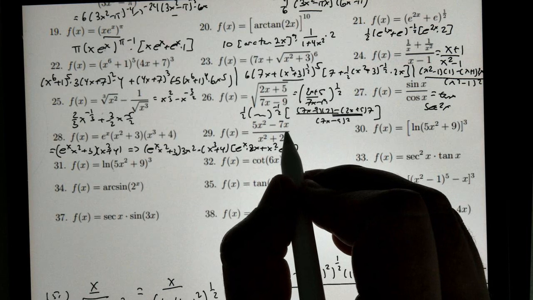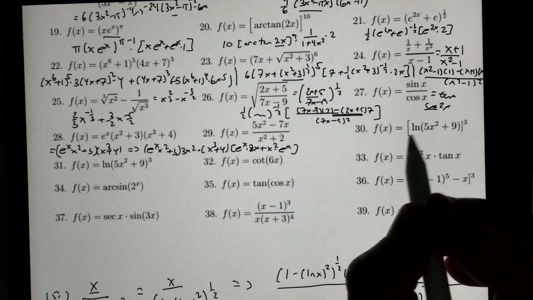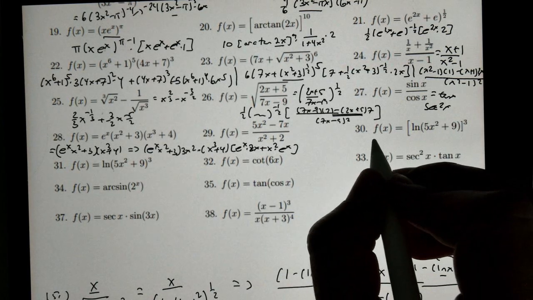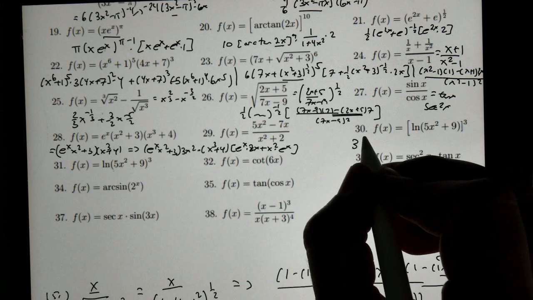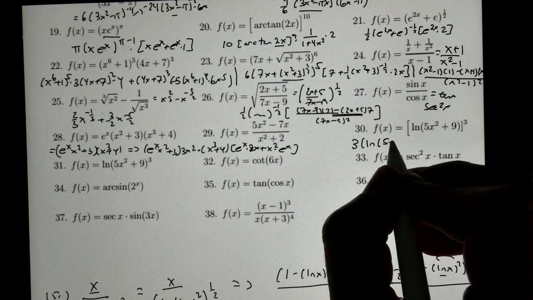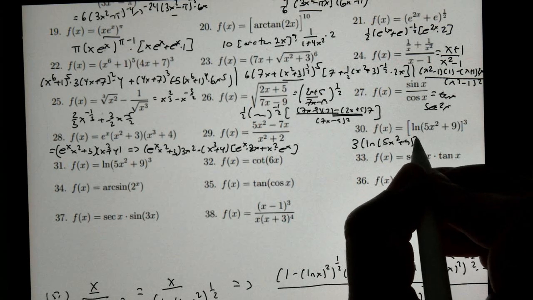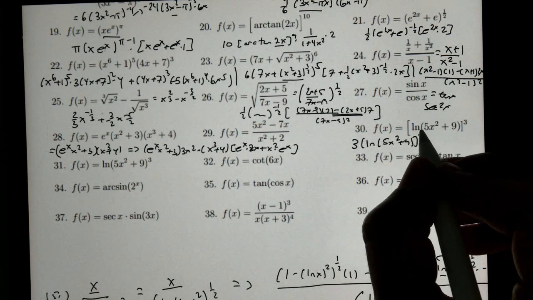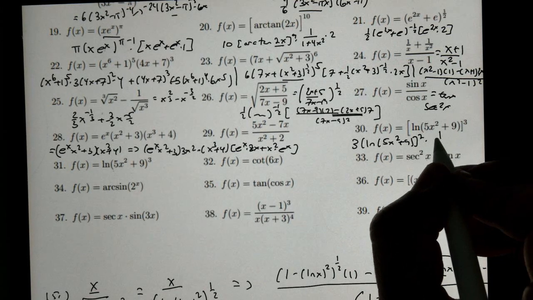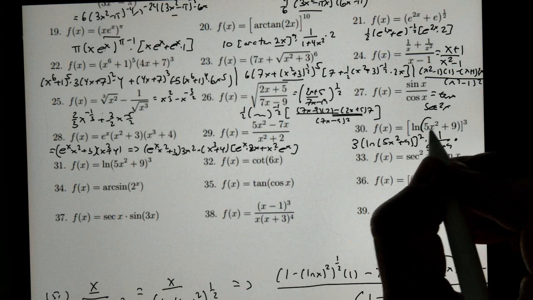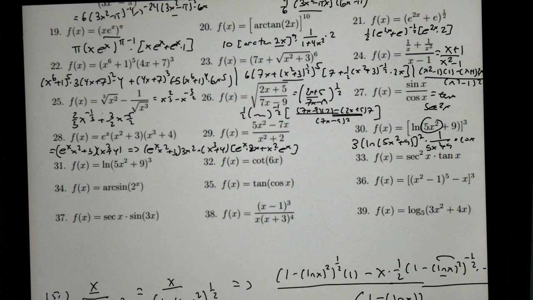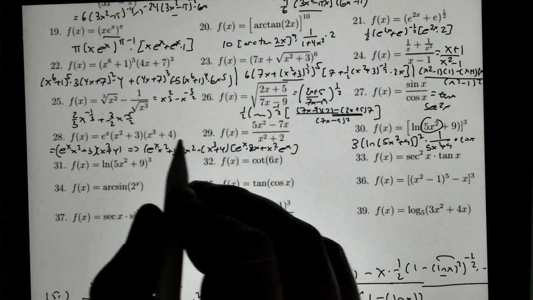That's just a product quotient rule. You can do that one. This is a chain rule. I do want to take a look here because it's natural log. We would get 3 natural log 5x squared plus 9 squared times the derivative of the inside, which is 1 over 5x squared plus 9. Another chain rule times 10x. And there's your derivative.